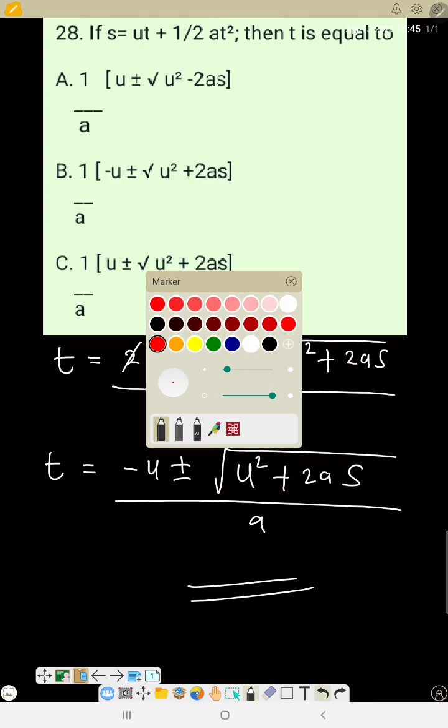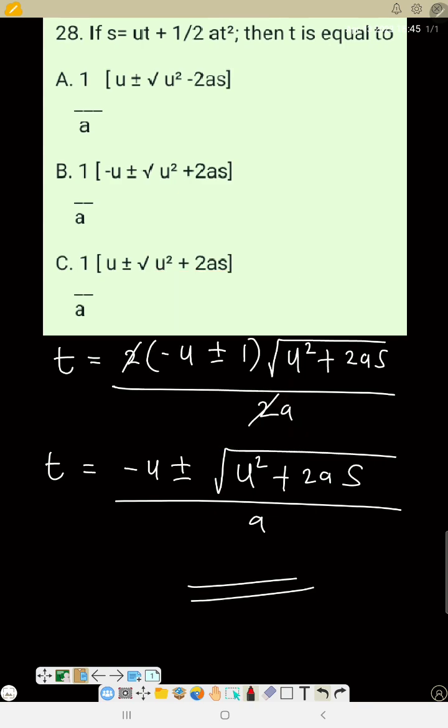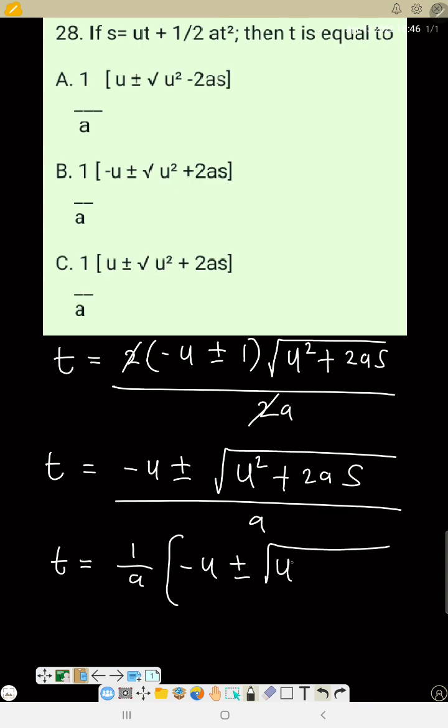So the correct option is 1 over a, bracket minus u plus or minus root u squared plus 2s, B. The correct option is B because you have minus u. Yeah. So what they did is that they only removed this a out and wrote this one in brackets. So that's how they just removed this out. So that's it.